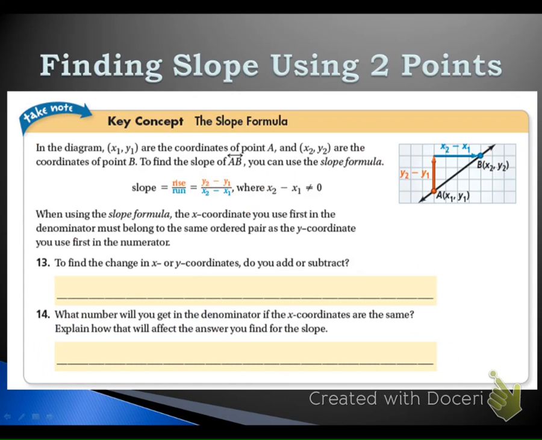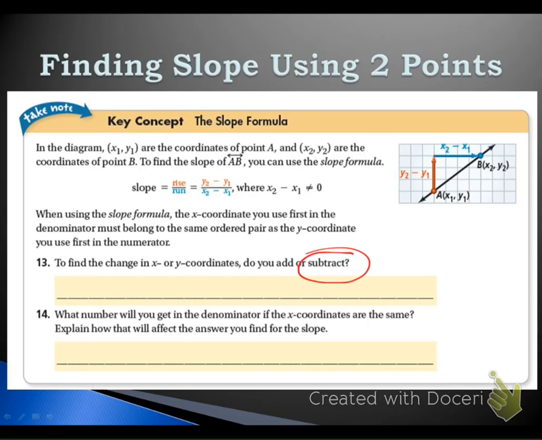The final way to find slope is if you are given 2 points. Let's think about when we were working with graphs and finding the slope of the graph. What you are actually doing is finding the difference, or subtracting from one point to the next. We did this when we were working with our tables as well. So to find the change in x's or y coordinates, you always have to subtract. What number will you get in the denominator of the x coordinate if the x coordinates are the same? So that's the second question there.